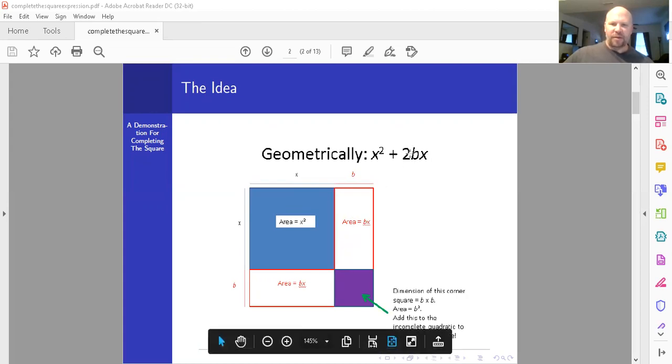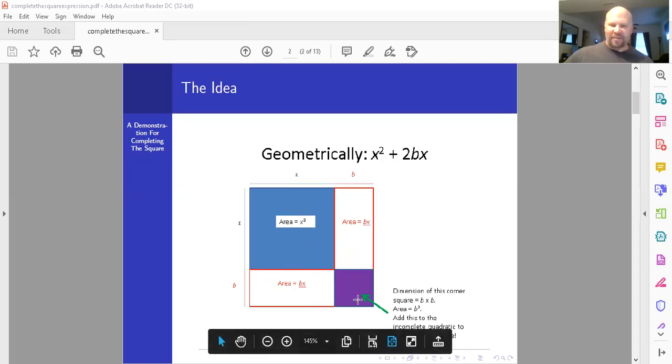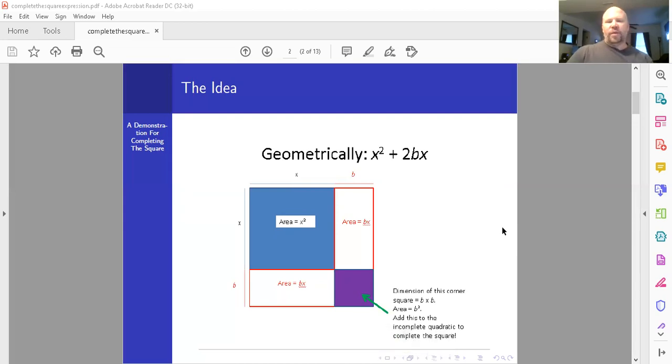So this term here represents the sum of the areas of the red rectangles that are on the sides of the blue square. And when you put all of these pieces together, you get a shape where this purple region is missing. So what we're going to do is figure out the dimensions of this purple region, and we're going to fill it in, and that's why it's called completing the square, at least with this picture, so that we can fill in that purple region.